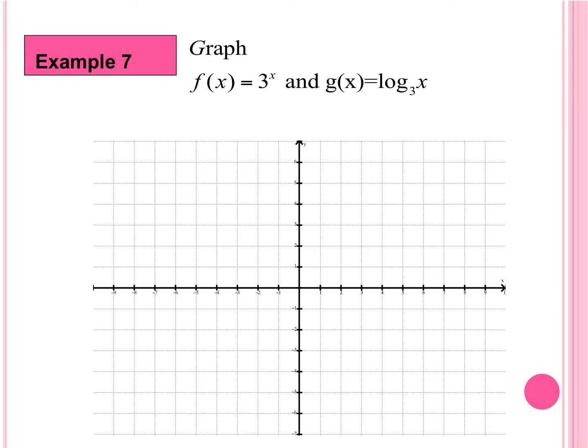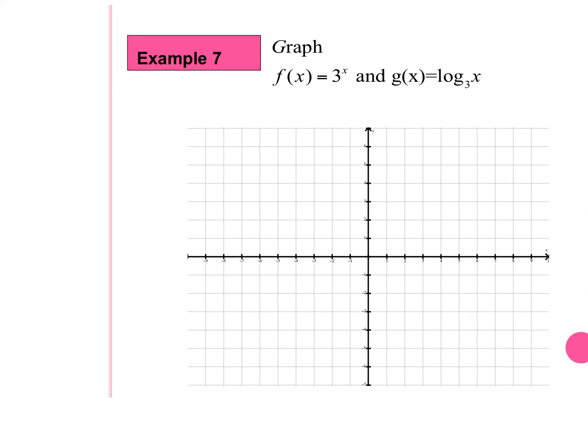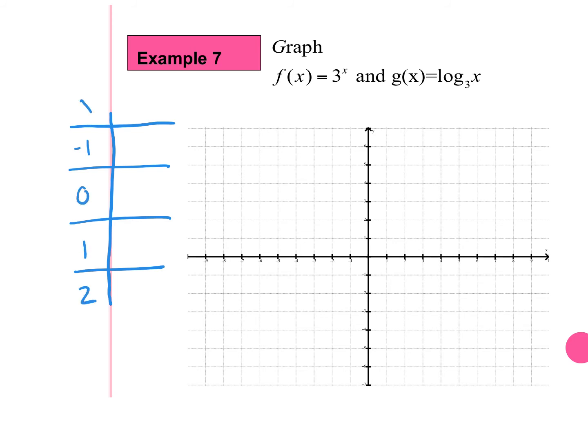All right, so here we want to graph our exponential function, which is 3 to the power of x, and our logarithmic function, so log base 3 of x. So we know these are inverses of each other. So I'm going to start by graphing our exponential because we know how to graph that from yesterday. So what are 3 numbers that I could plug in? -1, 0, and 1. I'm also just going to plug in 2 for fun. So these are my x's. I'm going to get values for y.